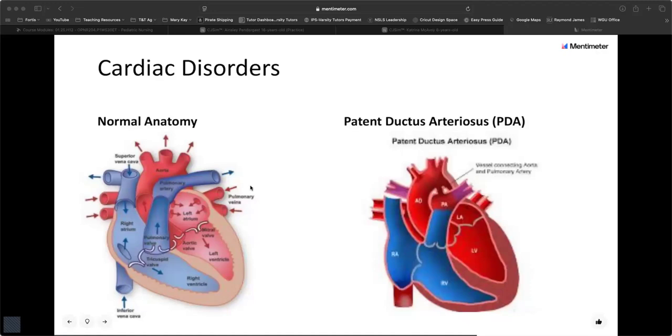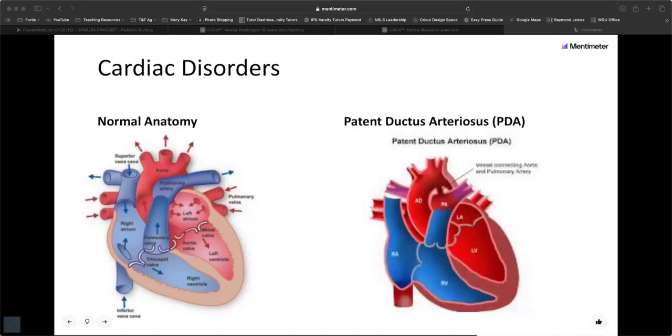This is one of the few defects that we can correct with medication. So for the purpose of your HESI, they want you to remember the medication indomethacin. So indomethacin is what they are going to try to use as the least invasive way to close a PDA. You will see in practice that we use either Tylenol or ibuprofen because indomethacin can cause necrotizing enterocolitis, and we don't like to see that in our premature babies. But for the purpose of the HESI, remember indomethacin closes your PDA.